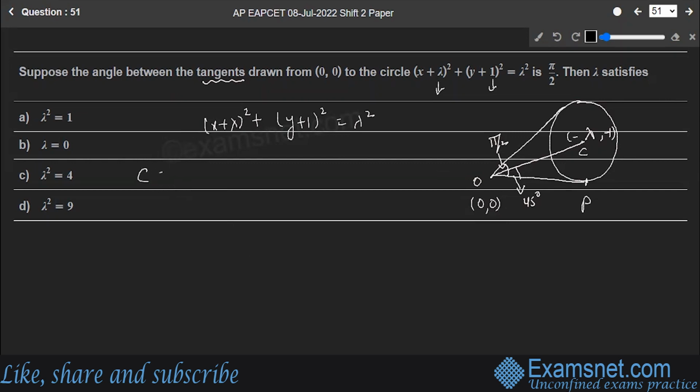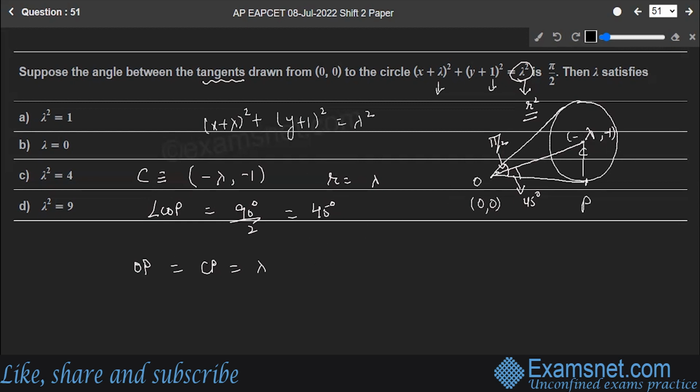All right. So let's write down what we have done till now. Center is given by minus lambda, minus 1, and the radius is given by lambda. It's actually, this thing is the radius square, so lambda is the radius of the circle. Correct. Also, one more thing, angle COP is equal to pi by 2 divided by 2, that is 90 degree divided by 2, that is equal to 45 degree. So OP is equal to CP is equal to lambda, right? I think this thing is obviously known to you. Now, how is that possible?